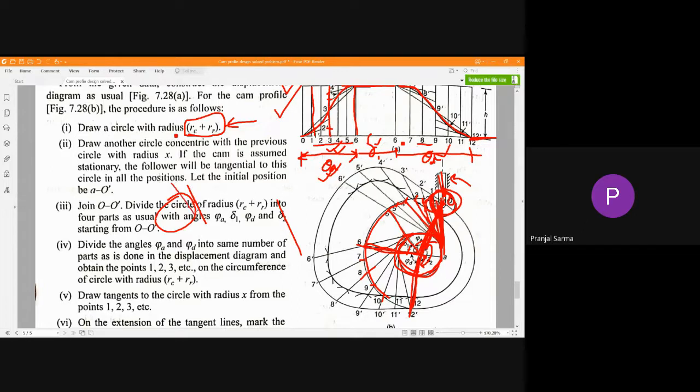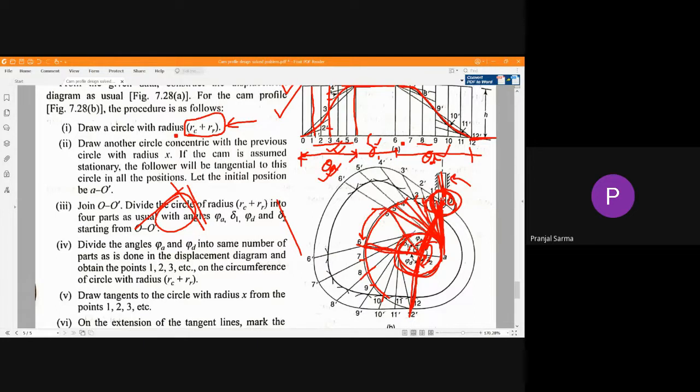But this kind of line is not a tangent. A tangent touches at a single point. Now, to that particular smaller circle, from those divisions we are drawing tangents. 6 tangents. Next, from here to here, this is 12, you don't have to make any tangents.